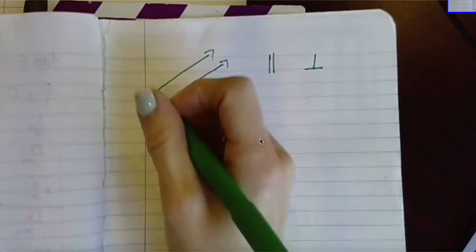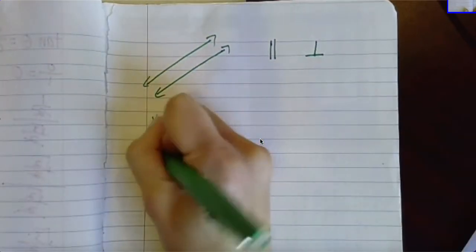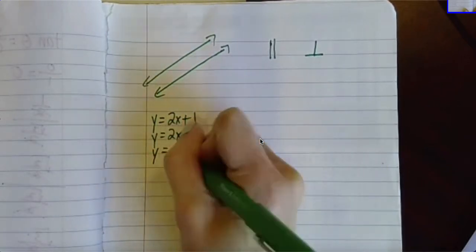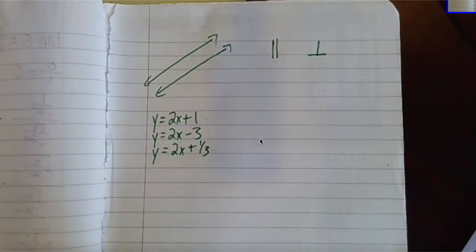So I'm just going to go through real quick and give you a bunch of equations so you can get used to seeing the slopes. So we're going to look at parallel lines. These are parallel lines. Y equals 2x plus 1. Y equals 2x minus 3. I could just keep going. Y equals 2x plus 1/3. What do you notice about all those? Their slopes are the same. So those are parallel lines. Does that make sense? Now, we're going to, of course, go a step further with that.